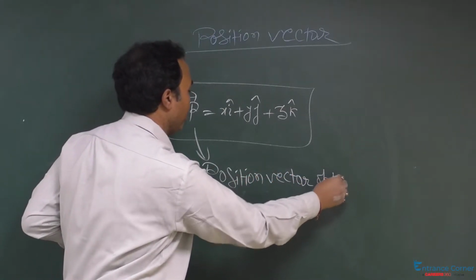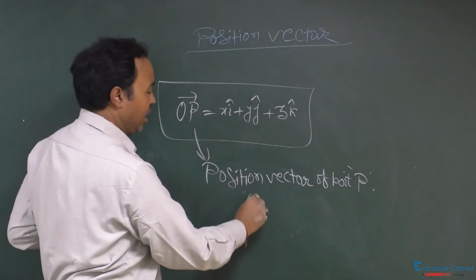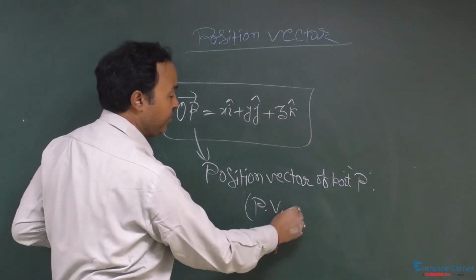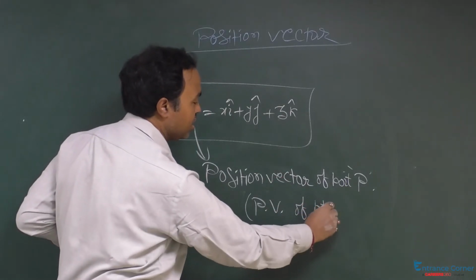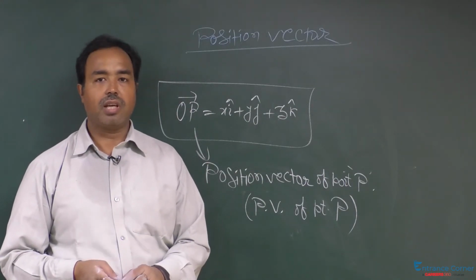of point P. In short, it is written as PV of point P. This is the position vector.